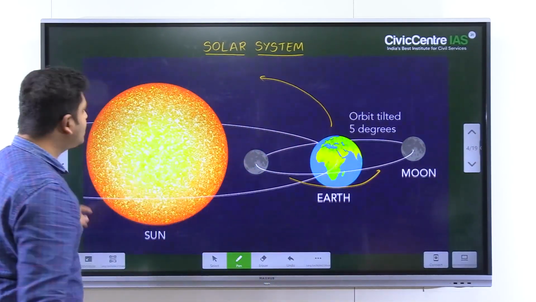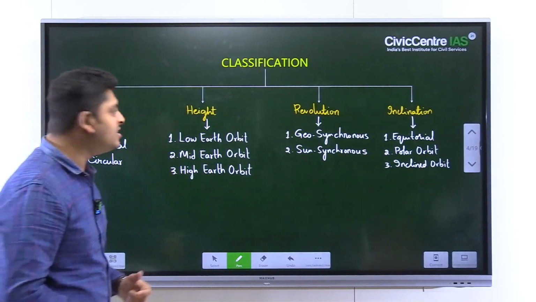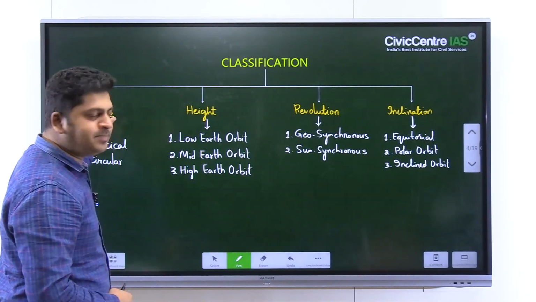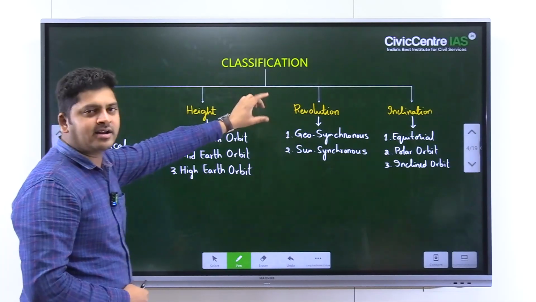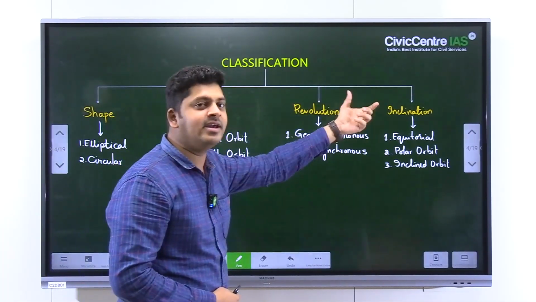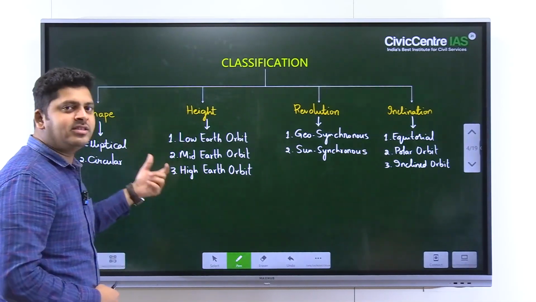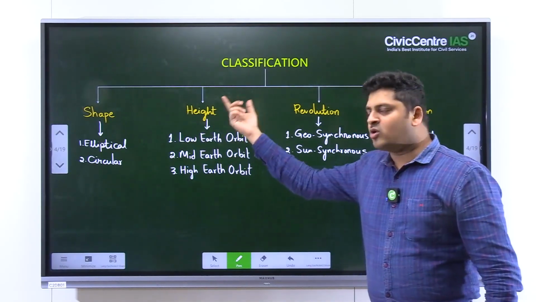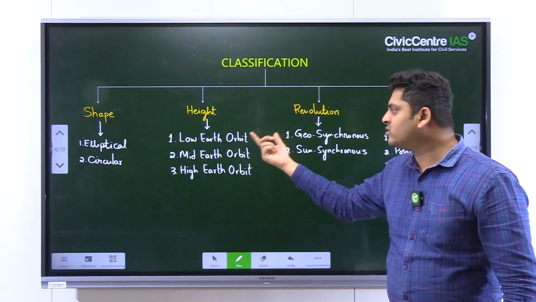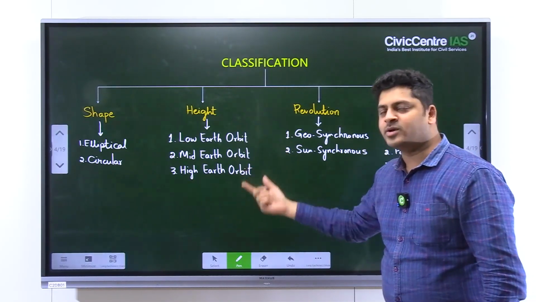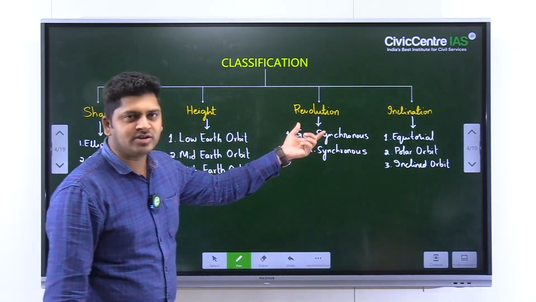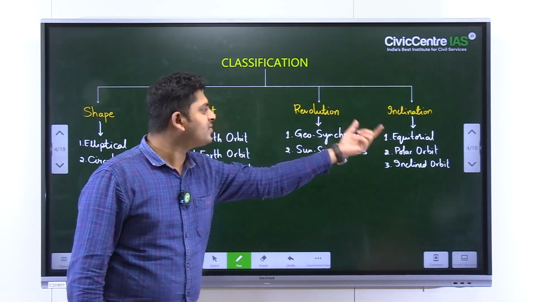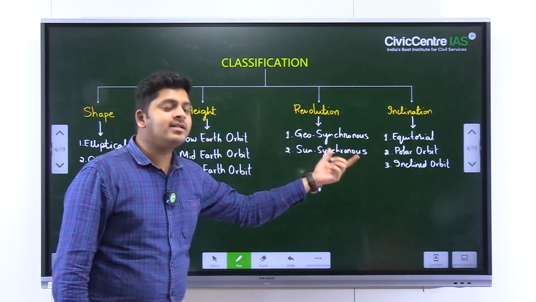Now, coming to the classification, orbits are mainly classified based on four categories. The first category is the shape, the second is the height, the third is the revolution, and the fourth is the inclination. If we talk about the shape, the orbits can be either elliptical or circular. In the second classification, based on the height, we have low Earth orbit, mid Earth orbit, and high Earth orbit. In the third classification, based on the revolution, we have geosynchronous and sun synchronous. And in the fourth classification, inclination, we have equatorial, polar, and inclined orbits.